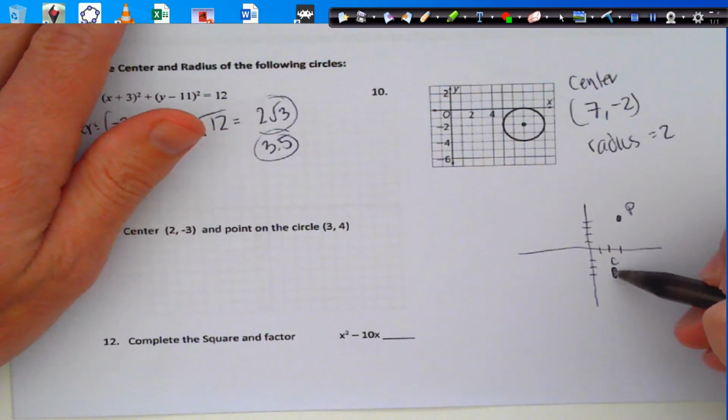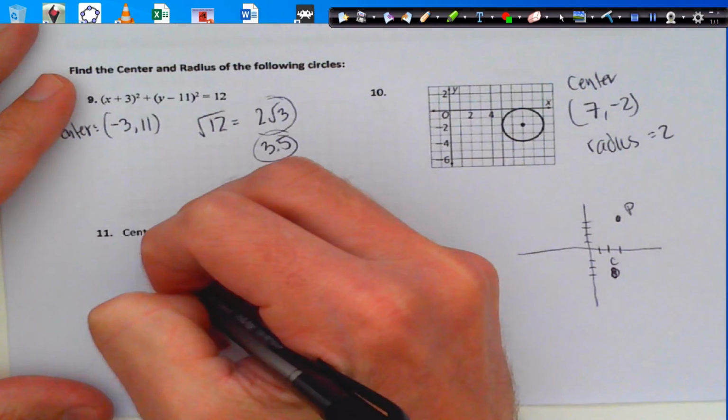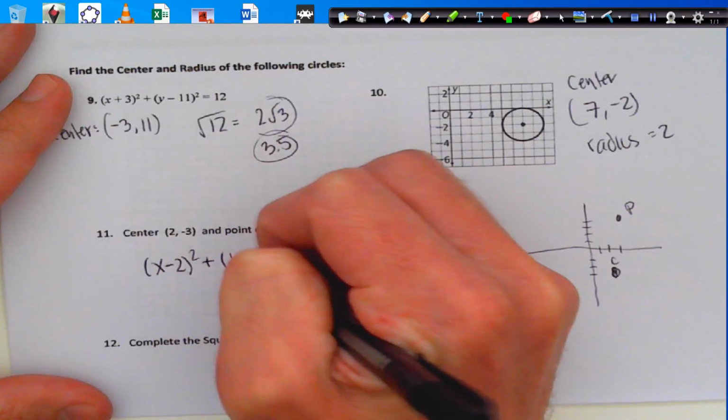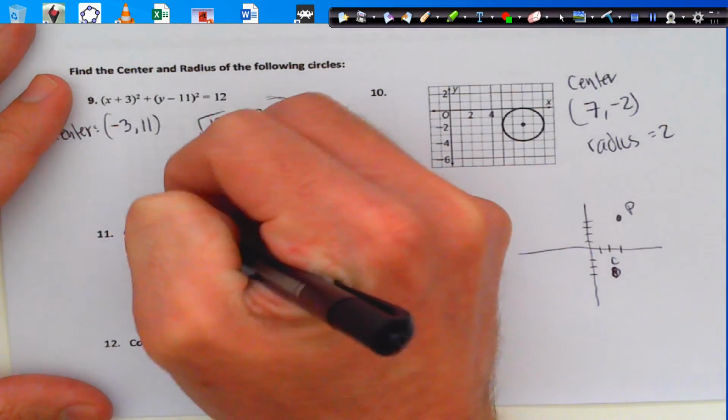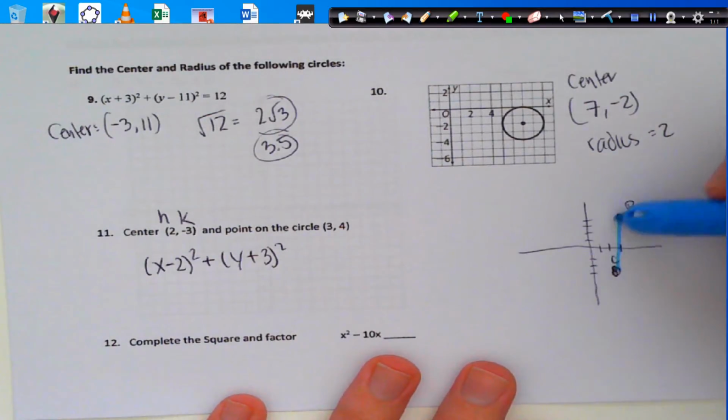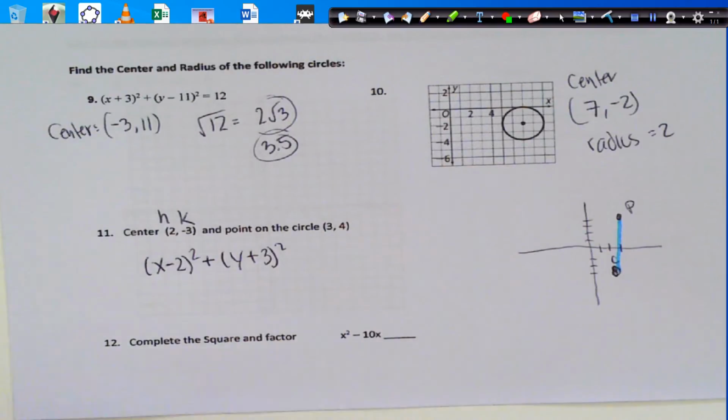Alright, so the circle equation, we can actually write the first part easy. (x - 2)² + (y + 3)². So there's my h, k. I just plug it straight in. Now the radius is the hard part, but this right here is the distance of the radius. So how do I find the distance of a radius?